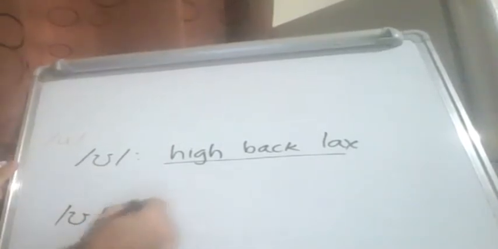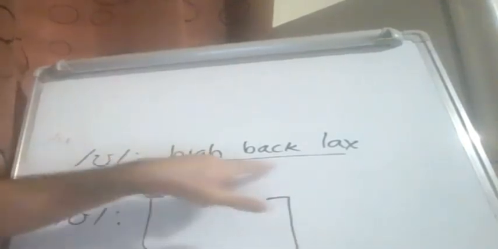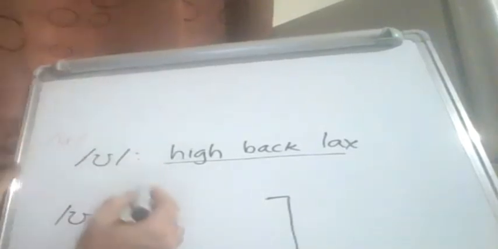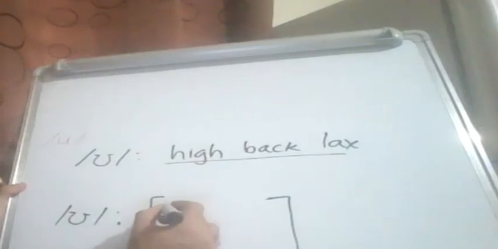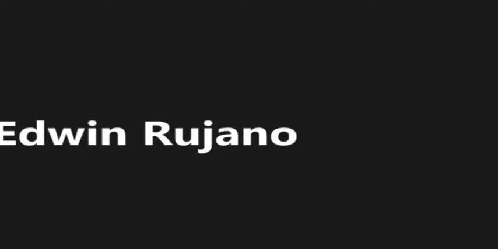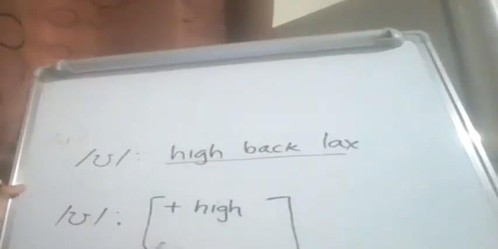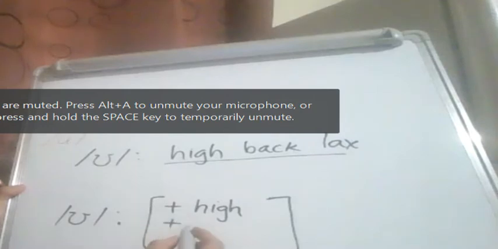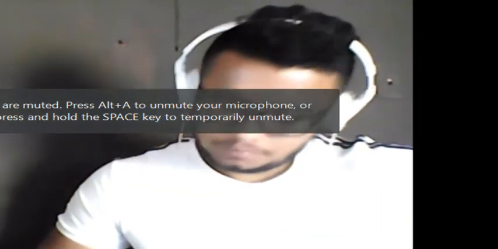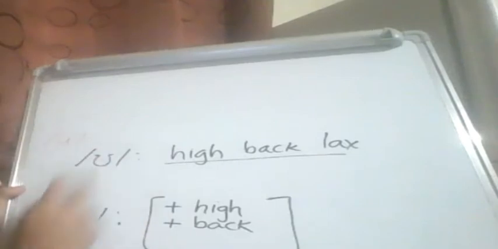So if we go into the feature specification of U, we follow the same order, okay? Which is different from consonant sounds. Consonant sounds, the order is inverted. Now the order is the same. So we go into the feature specification now. So we say high. Plus high. Good, very good. Plus high. Back. Plus back. Good, plus back. And tense.